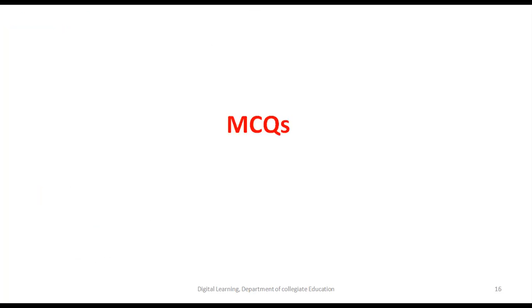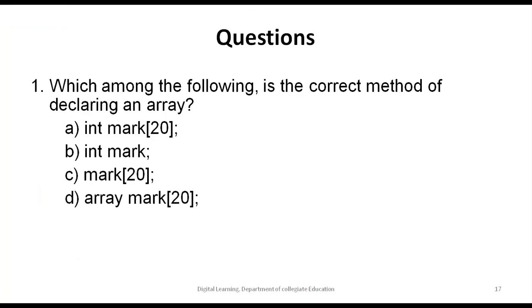So now we have come to the end of this video session. Now let us try to answer a few of the questions. Which among the following is the correct method of declaring an array? Options are int mark[20], int mark, mark[20], array mark[20]. And the right answer is int mark[20].